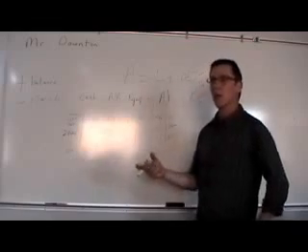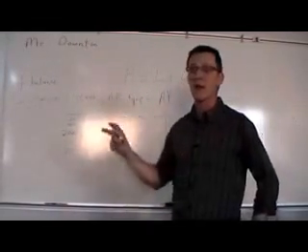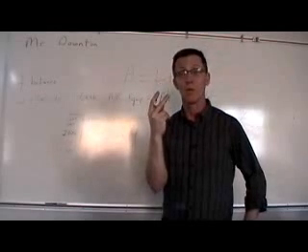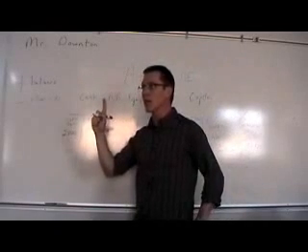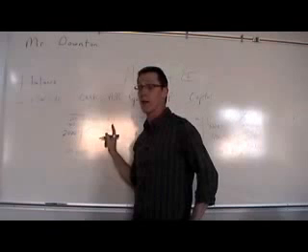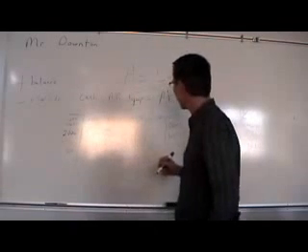The generalization I want you to come to is that when we have a transaction, it's always going to affect at least two accounts. Maybe more, but at least two. And I'll also tell you that after every transaction, total debits must equal total credits. After every transaction. So let's do another one.